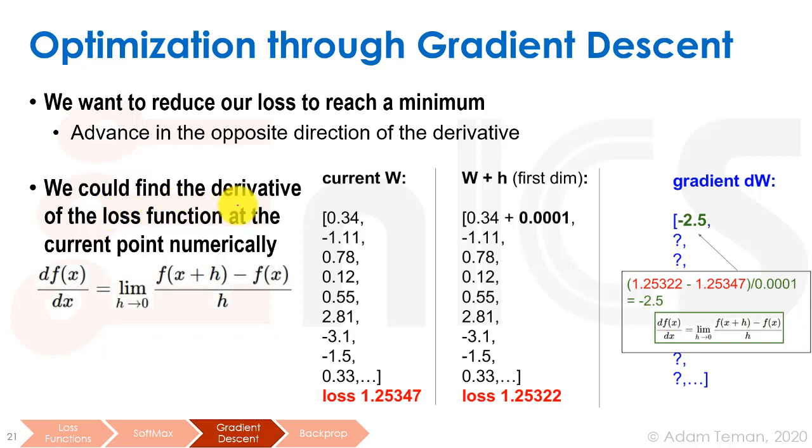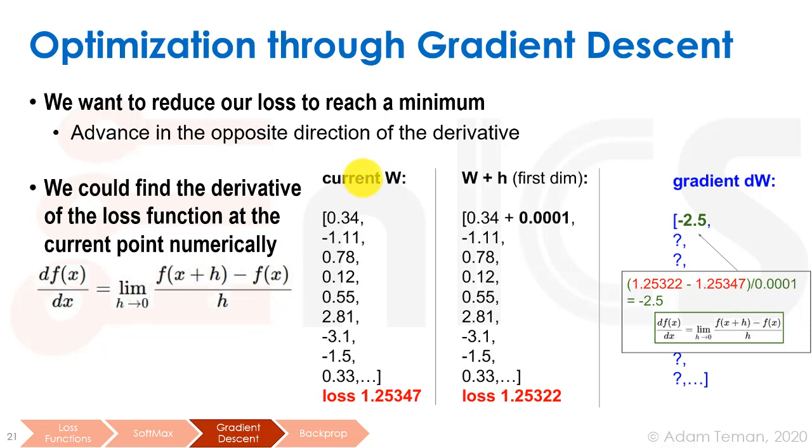So what we could do is find the derivative of the loss function at the current point numerically. We know that the definition of a derivative is df(x)/dx, which is the limit when we take h and make it as small as possible, of the function with a slight increment of h, where h again is something very small, minus the result of the function at the current point, and we divide it by that small increment we took. And that we can do.